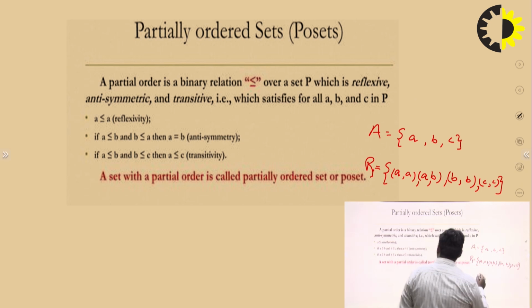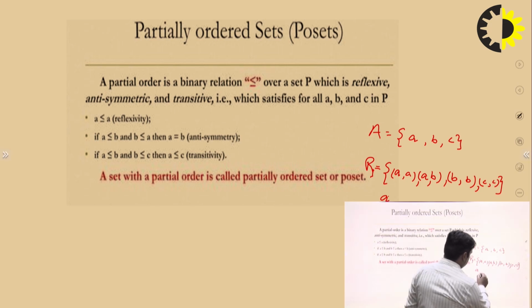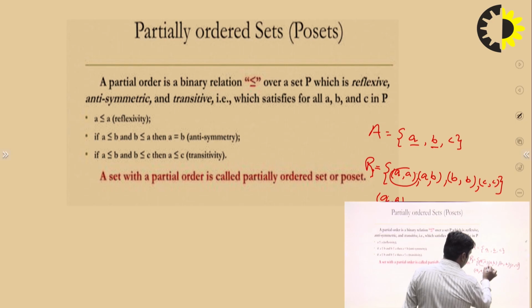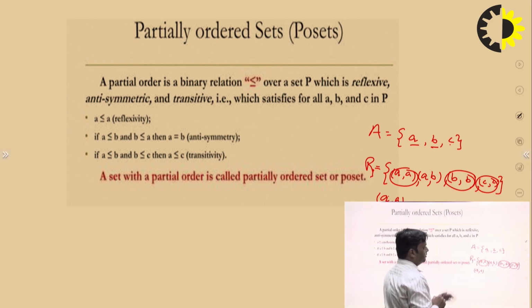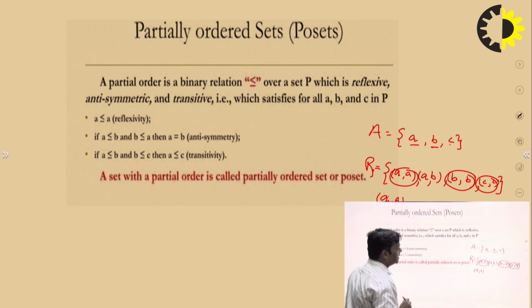Here the relation of A and A is given, the relation of B and B is given, the relation of C and C is given. All the elements with the relation to itself are given in the relation, so it will be a reflexive relation.